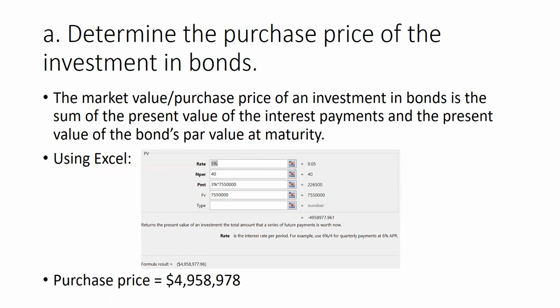Using Excel, we can see that the purchase price of the bonds is $4,958,978. I want to point out right now that on the quiz and on the midterm, you won't be required to do this calculation using Excel, the tables, or a financial calculator. I'm going to assume that you are able to calculate this amount, and it'll be given to you in the problem. However, from here on out, the rest of the processes that we go through and calculations are things that you'll be able to do.